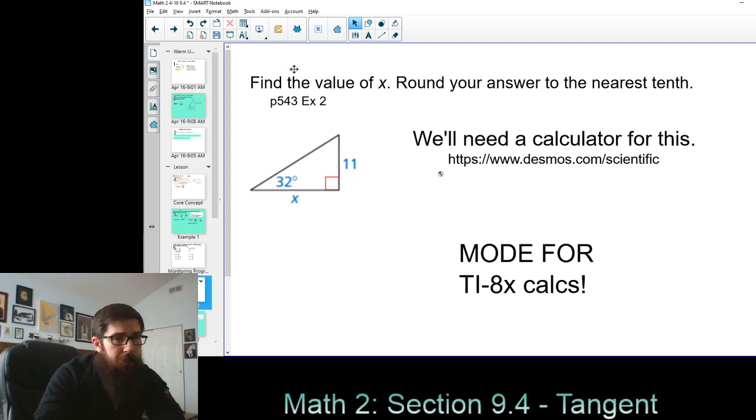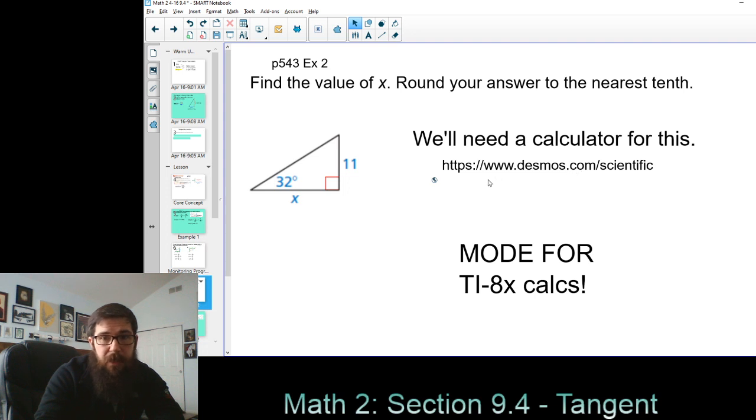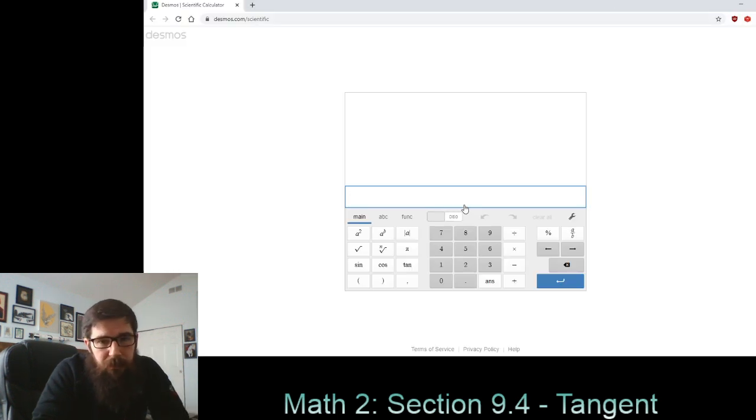And I'm going to show you a couple things here based on how you might use some of these calculators. I'll post this link as well, desmos.com/scientific. It should be enabled through your Clever assignment as well. If I go here and then load this, you'll notice right here it has this degree thing. It says DEG. It defaults to that.